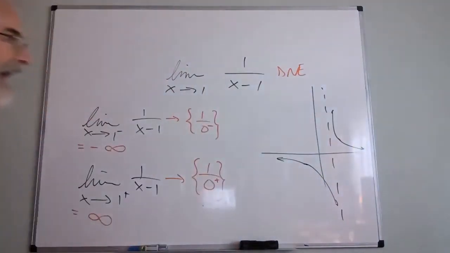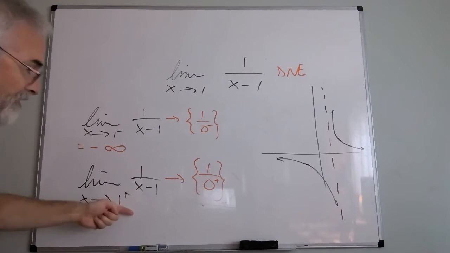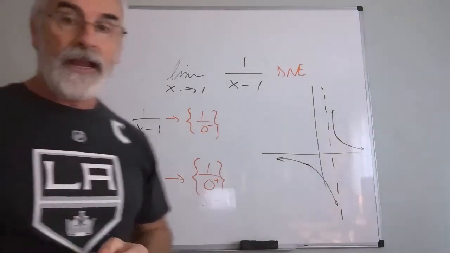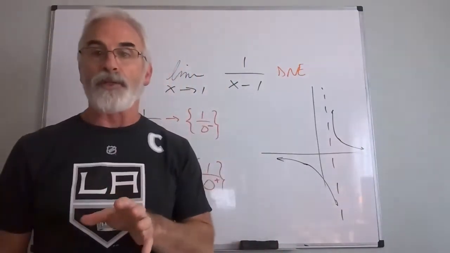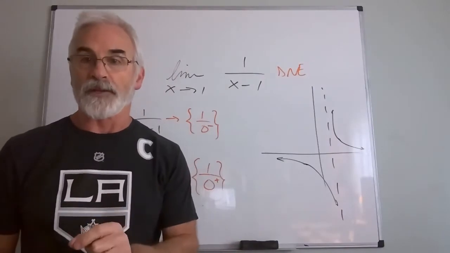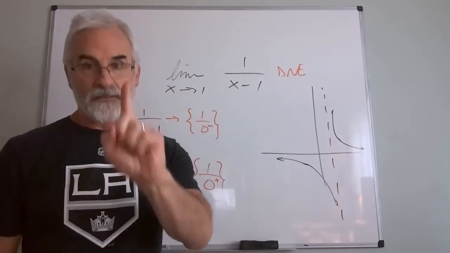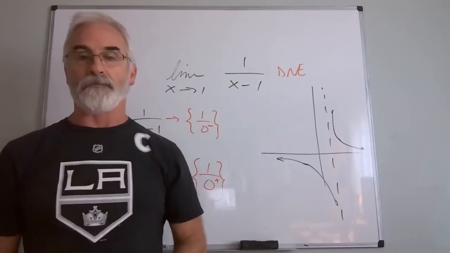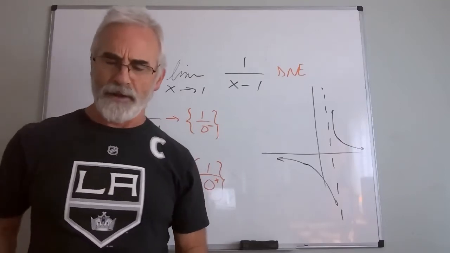What if I had only asked you a one-sided limit? What if I had only asked you this or this? Then the limits would have existed. And in Calc 1, we know that a one-sided limit always exists unless I'm outside the domain. So what do you mean you're outside the domain?